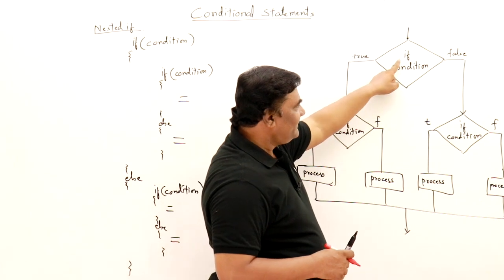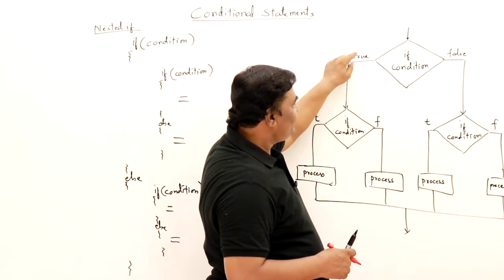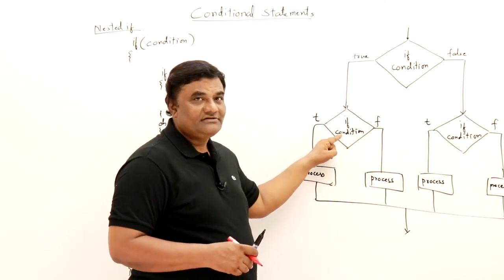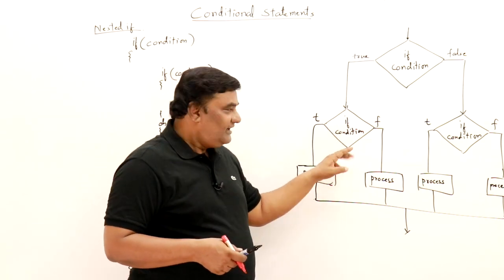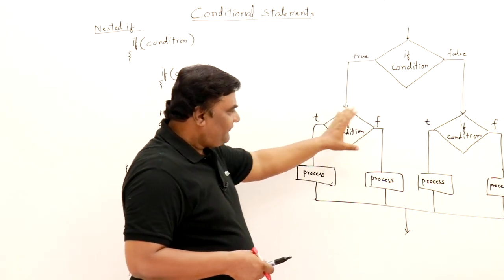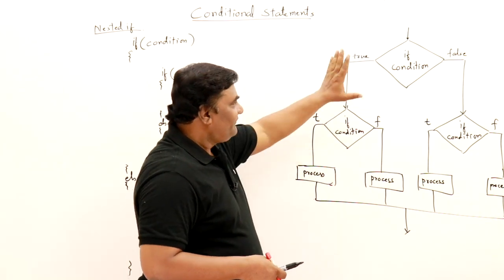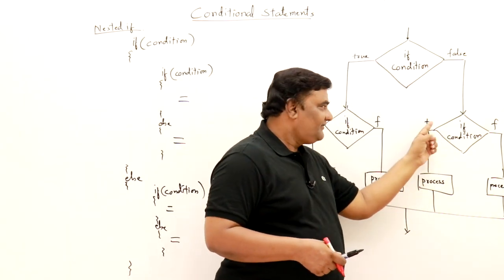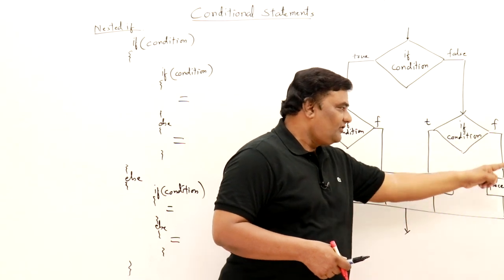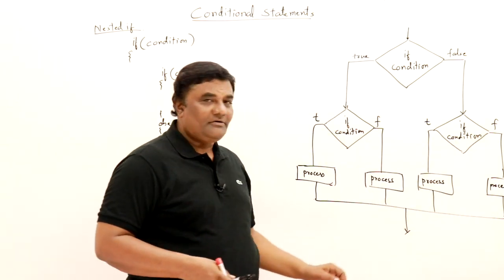See, first of all, there is a conditional statement. If it is true, then again there is a condition. So inside if block, there is a condition again. And if this is true, do this. False, do this. First condition, if it is false, then again inside one condition is there. If it is true, then do this. If it is false, then do this. And the rest of the thing is common.